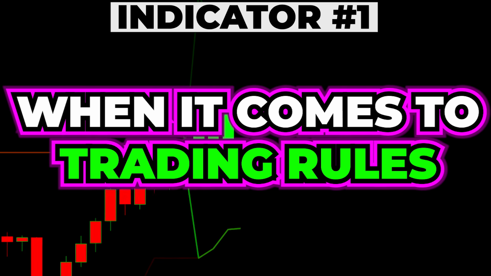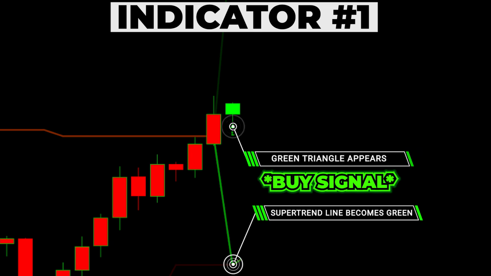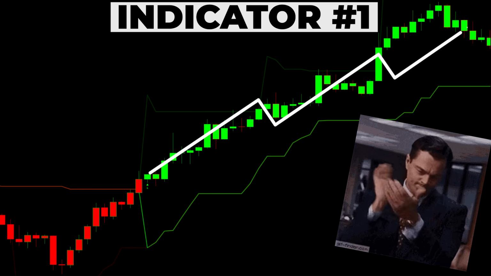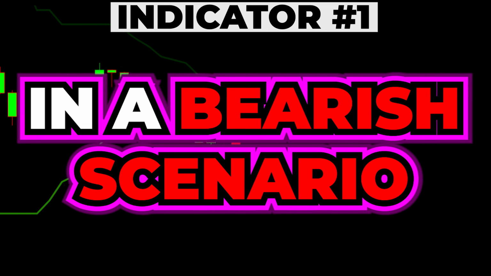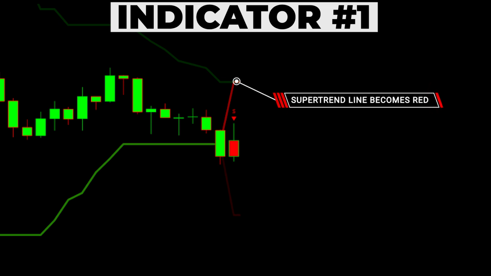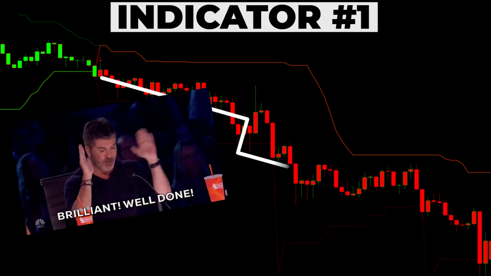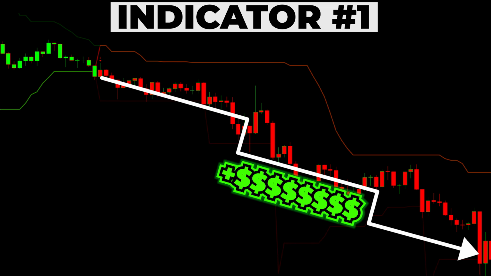When it comes to trading rules, when the SuperTrend mainline becomes green and the indicator prints a green triangle, it signals an entry for a long trade. Voila! Look at the huge move we captured, leading to strong gains. In a bearish scenario, when the mainline changes its color to red and a red triangle appears on the chart, we can go short. And there you have it. We took advantage of this strong downward move and locked in solid profits.